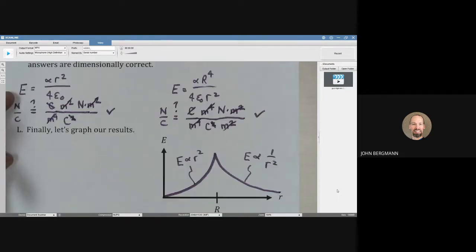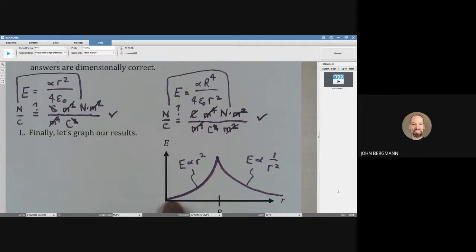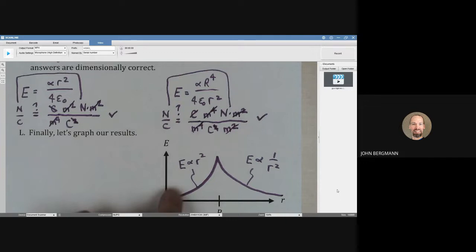And finally, when we graph this, according to the equations that I am boxing in right now, within R the electric field increases according to r squared. That's what we've shown. And beyond R, it decreases according to 1 over r squared.